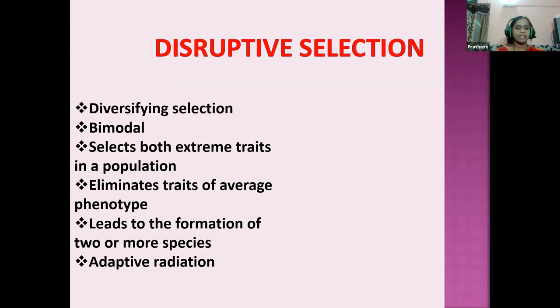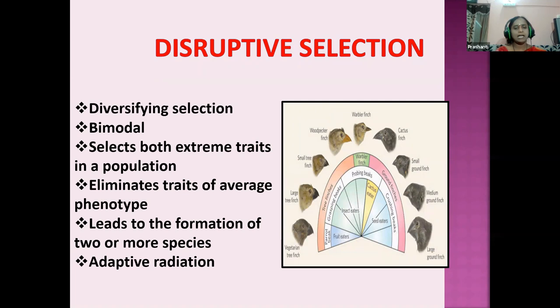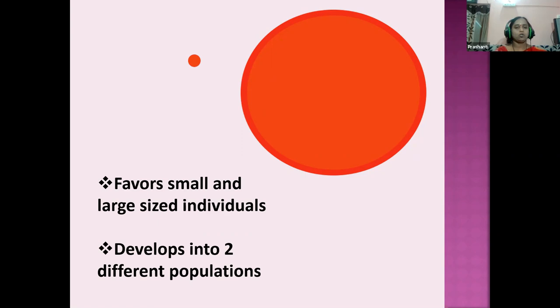For example, when you take the Darwin finches, the finch birds, according to the environment, split into different areas and form new species. Disrupt means to break into. When you take both the extremes, small and large sized, they have been favored and the intermediates are being eliminated. So, they are adapting to the new environment where they are living and they develop into two completely different populations.